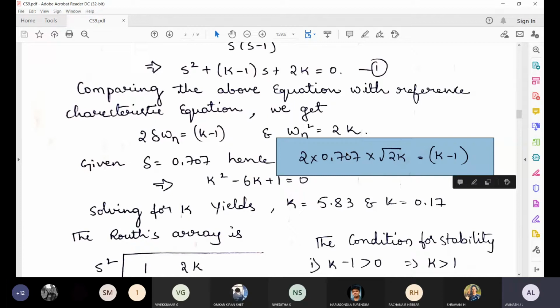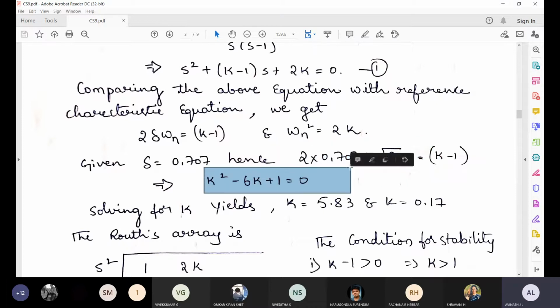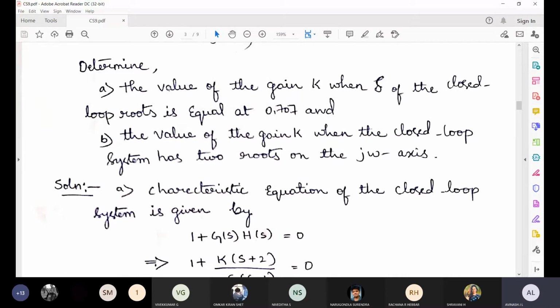Now if you simplify the equation further, we get k square minus 6k plus 1 equal to 0. This is what we are going to get. Now what they asked in the first part is: find the value of k. That is what is given.